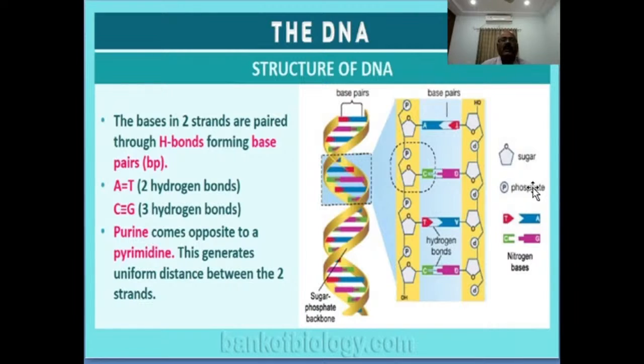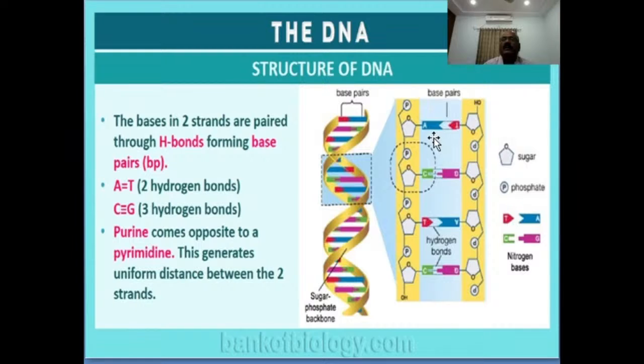So, in DNA, adenine is complementary with thymine and vice versa. Cytosine is complementary with guanine and vice versa. In between adenine and thymine, there are 2 hydrogen bonds. In between cytosine and guanine, 3 hydrogen bonds are there.